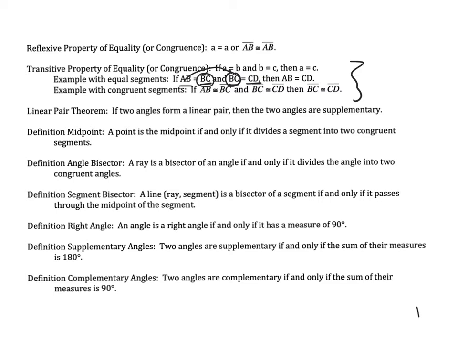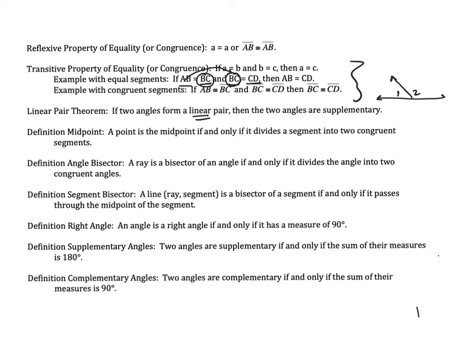The linear pair theorem. If two angles form a linear pair, then the two angles are supplementary. We use that a lot. So basically, if we have a situation where angle 1 and 2 make a line together, a linear pair, line being the root word, that means the two angles add to 180. They're supplementary. This is a reason we use. You need to know it.